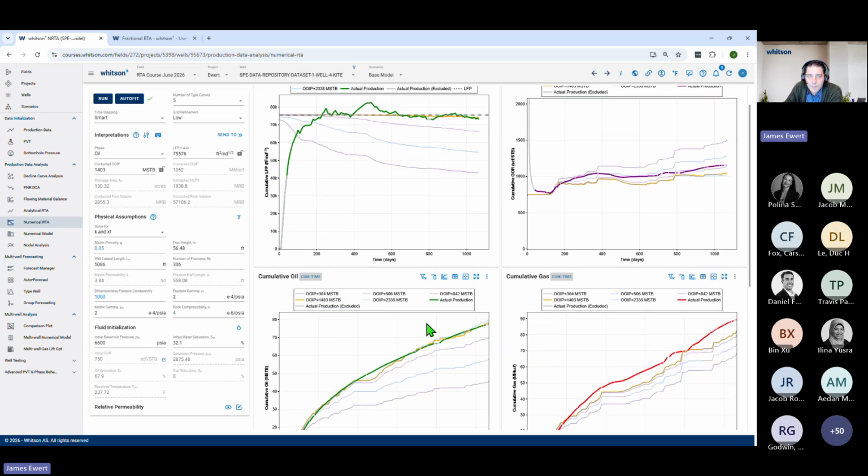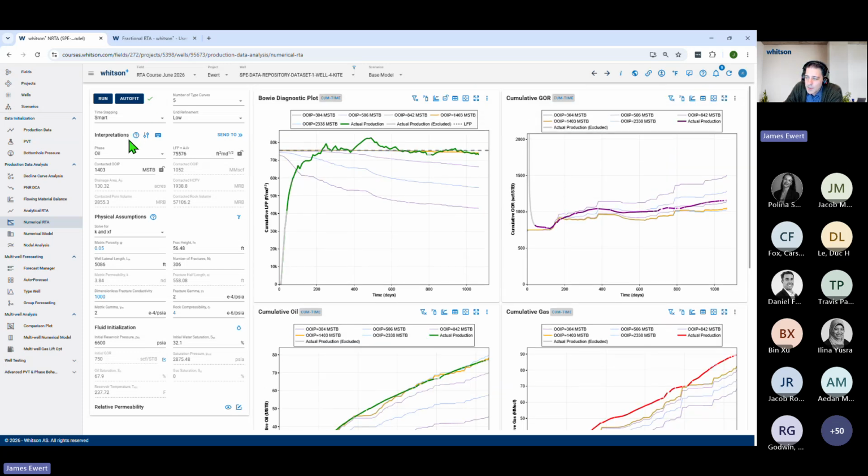Now, the volume we got from flowing material balance was 900,000 barrels. So what I want you to know is we can take that in and test it out and see if it makes sense to us. And the way that we do that is we can lock various things in numerical RTA. I really like locking my volume. I think it's very helpful. So here you can see that the initial model match was saying about 1,400,000 barrels. I want to try 900. So what we're going to do, we're going to type 900 in there.